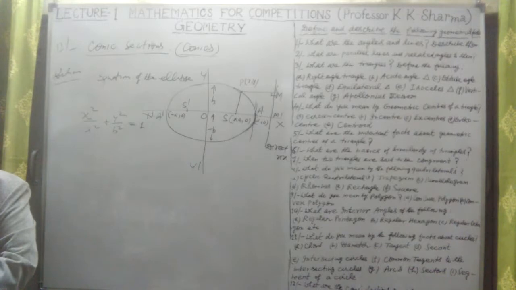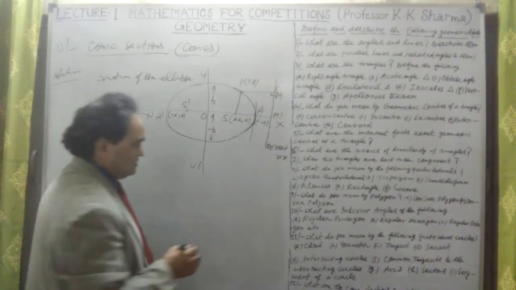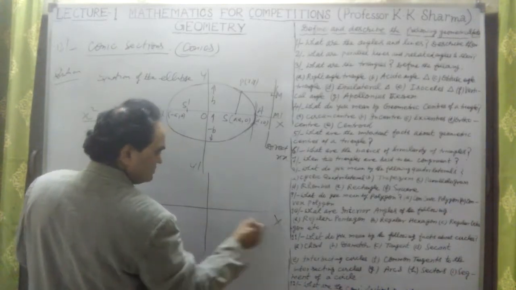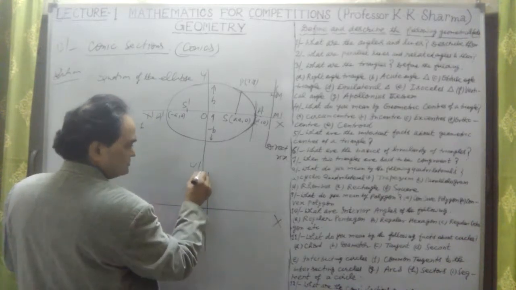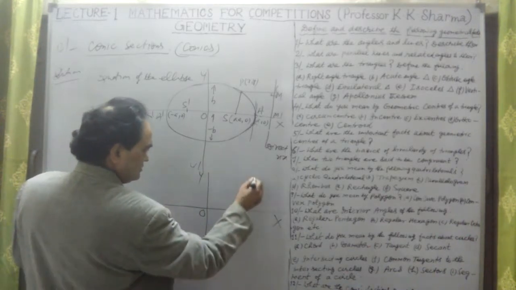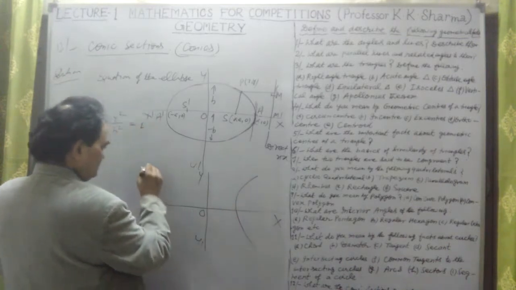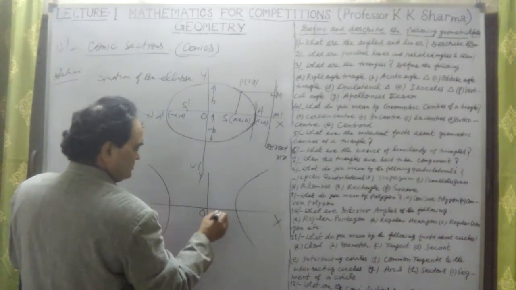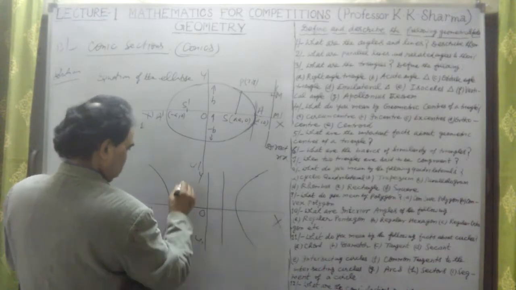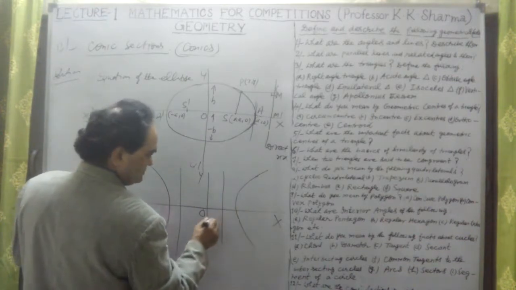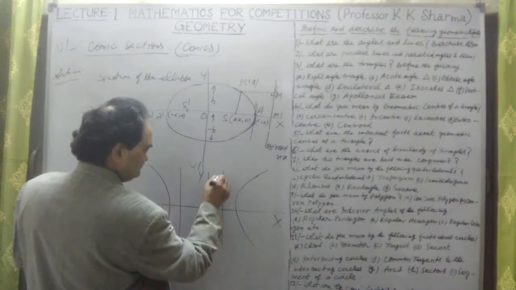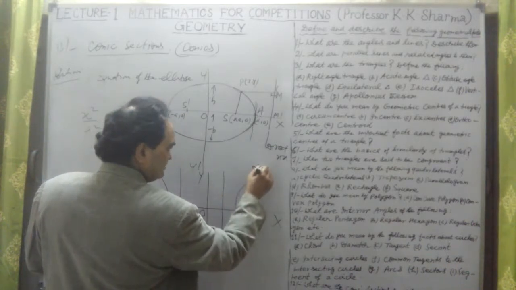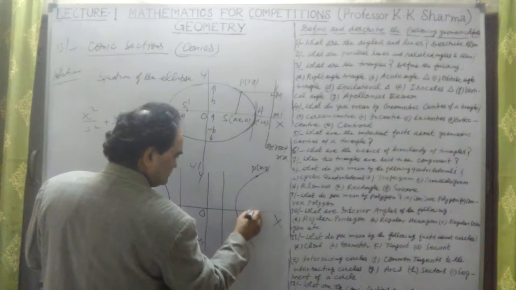Now let me talk about the hyperbola. What is the equation of the hyperbola? Let me take the hyperbola here, again in coordinate geometry. This is x and x dash, this is y and y dash. Here it is the hyperbola. Again we take a point here. There are two directrices here. This is the origin, and this is the directrix here. Again we take point P here. Suppose x, y are its coordinates, and this is the focus.